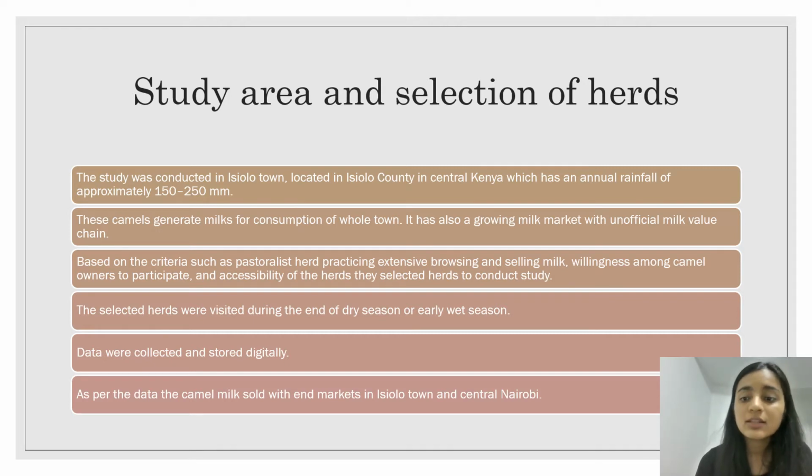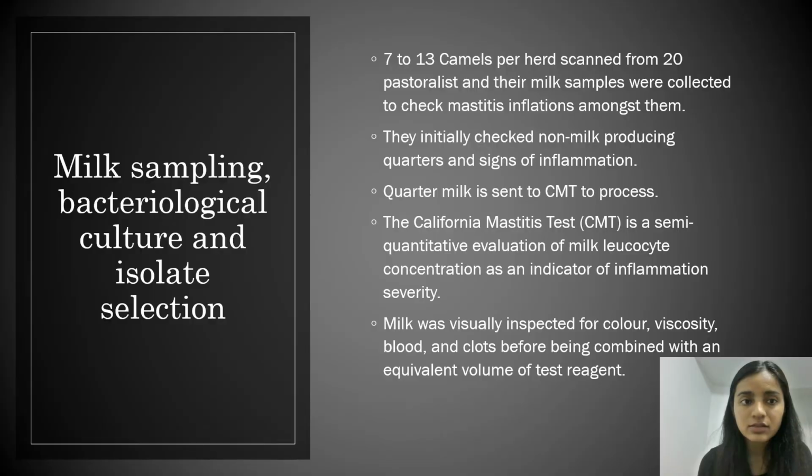The herds that were selected were at the end of the dry season or the early wet season, not during the rainy season. The data was collected and stored digitally. As per the data, the camel milk was sold in end markets in that town and in central Nairobi. So let's see how the selection of herds helped us in going through the further analysis.